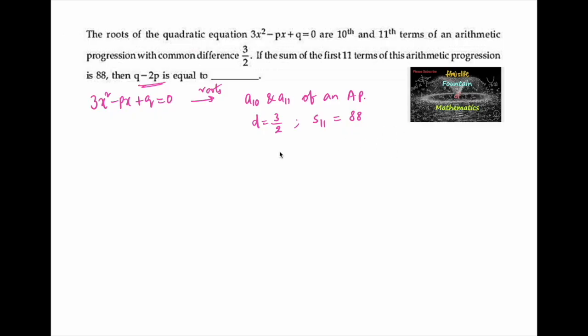So we know that the sum to n terms in an arithmetic progression is n by 2 into (2a plus (n minus 1) into d). So we can write 11 by 2 into (2a plus 11 minus 1, that is 10 times d), which is equal to 88.